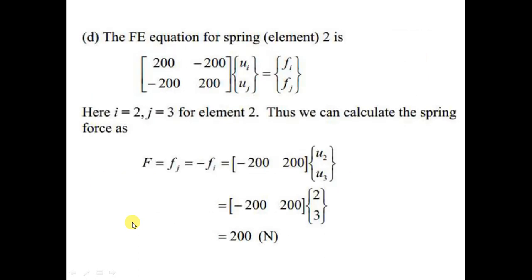Now lastly we have to calculate the force at node number 2. Just form the equation, this equation is given: 200, minus 200, minus 200, 200, multiplied by ui and uj. Here i is 2 and j is 3, because the displacement values are given. Put in those values, so you get minus 200, 200, times U2, U3. Just multiply this and you will get 200 Newton. That is the force at node number 2.